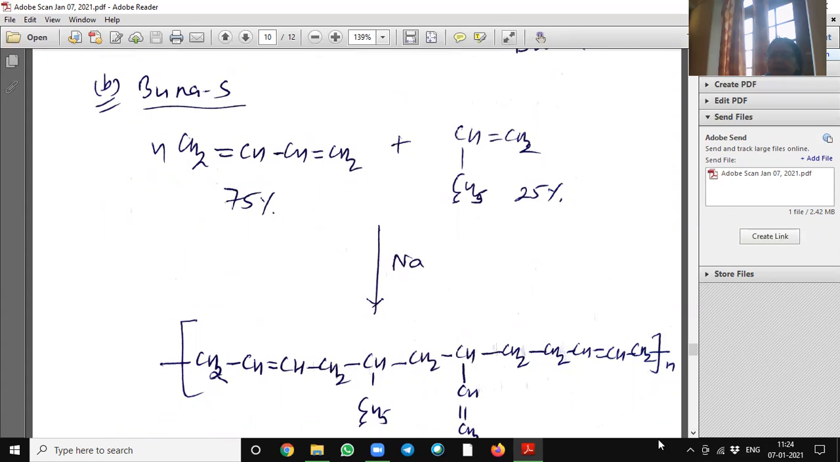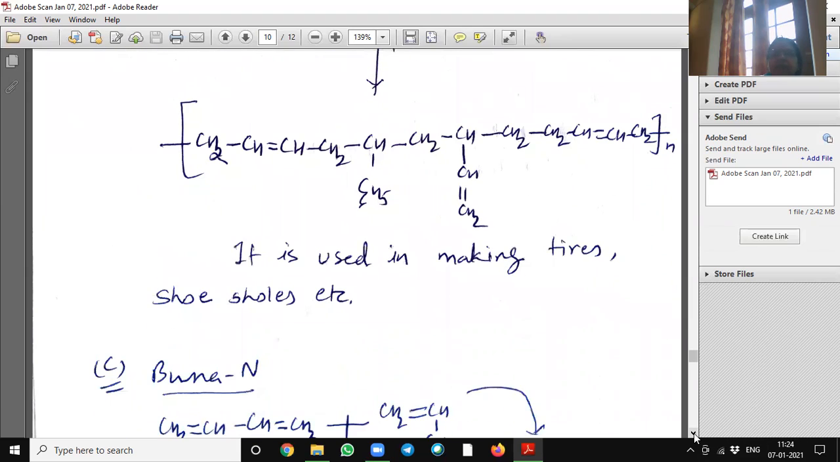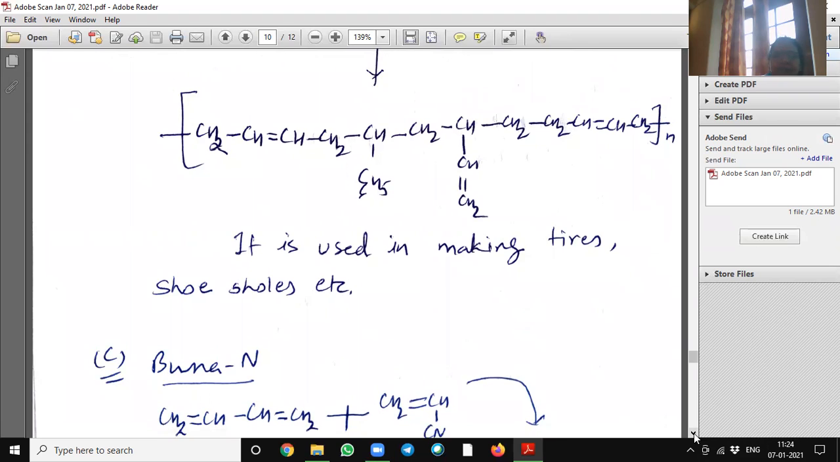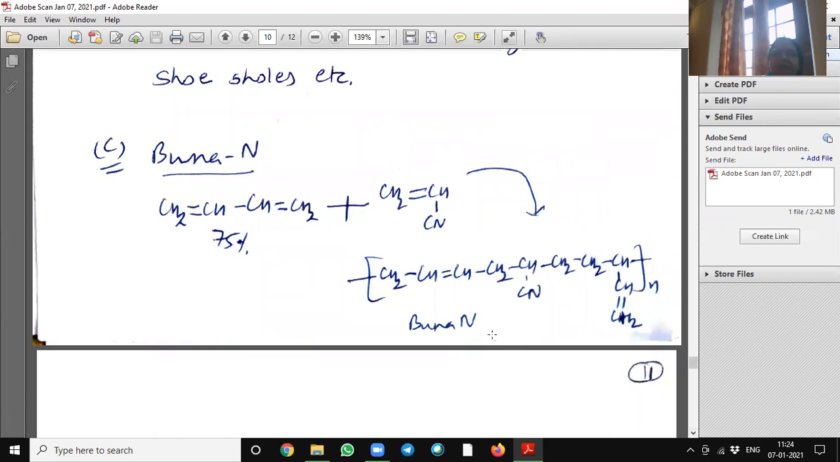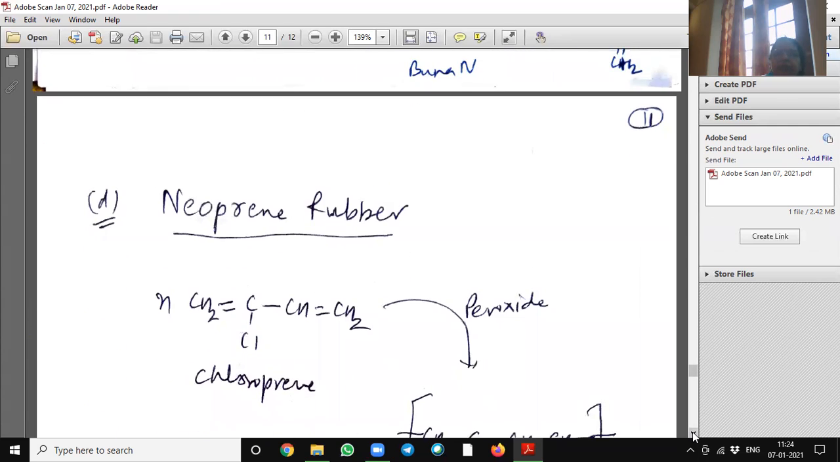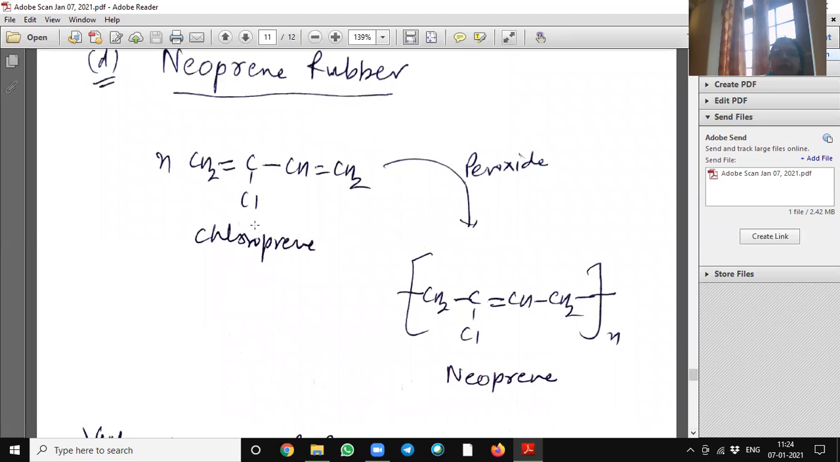Buna-S rubber. It is used in making tires, shoe soles, etc. Buna: 75% butadiene and 25% acrylonitrile, when polymerized, will give Buna-N. Neoprene rubber: chloroprene units, when polymerized in presence of peroxide, will give neoprene.